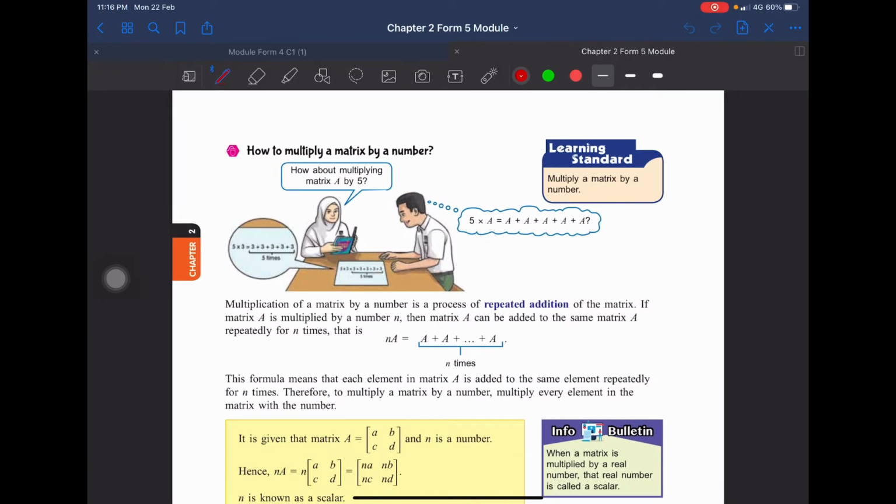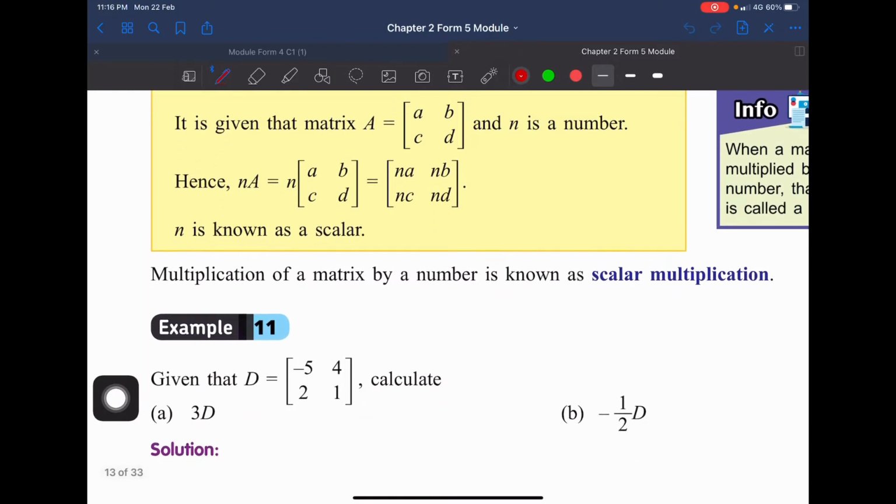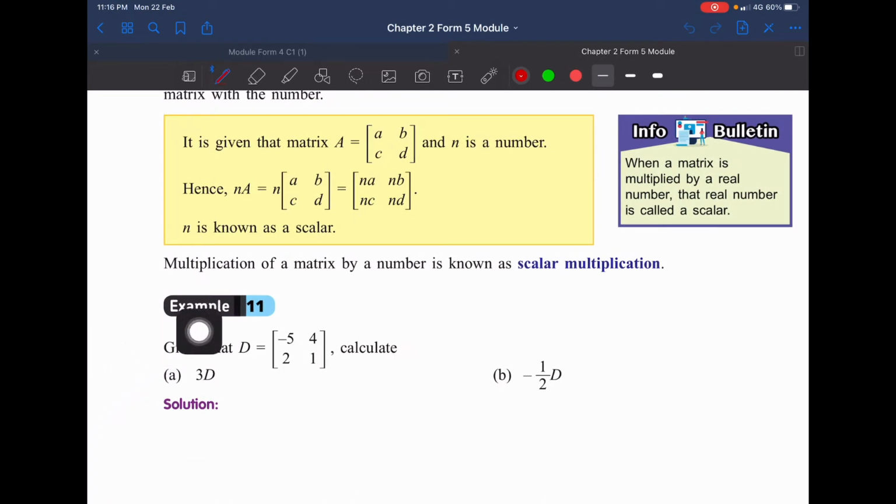For example, look at this yellow box. It is given that matrix A is A, B, C, D, and n is a number. Hence, if you multiply n with matrix A, it looks like this: n outside of the matrix, and then this is the matrix. You just multiply in the n, so it will become nA, nB, nC, nD, where n is known as a scalar. Multiplication of a matrix by a number is known as scalar multiplication. When a matrix is multiplied by a real number, that real number is called a scalar.